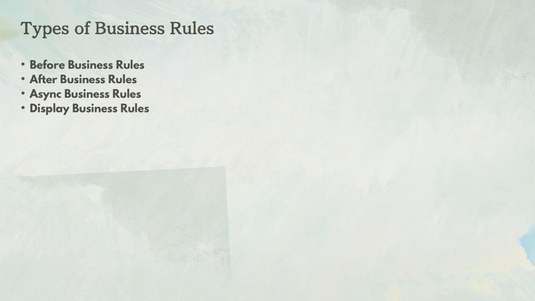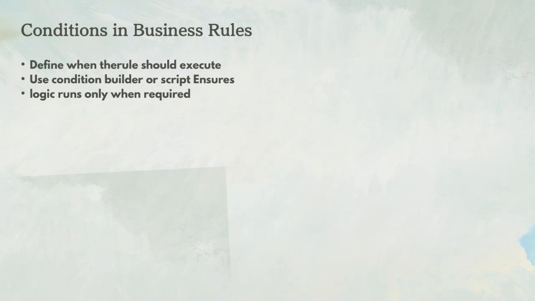Understanding these types is crucial because each one serves a specific purpose and impacts how we design and maintain our systems. These variations give us the tools to tailor our approach depending on the complexity and needs of our business processes. Recognizing the differences between them helps us create more efficient, scalable, and maintainable solutions. So, as we go through this, keep in mind how each type fits into the bigger picture of business rule management and process optimization. Now, let's talk about how to control when our business rules actually run.